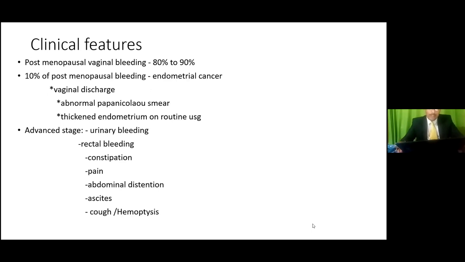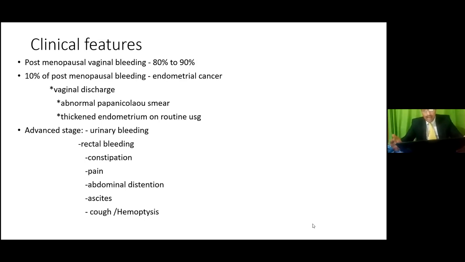Coming to the clinical features of endometrial carcinoma, the most important clinical feature is postmenopausal vaginal bleeding, seen in 80 to 90% of cases at presentation. Of the patients presenting with postmenopausal vaginal bleeding, only about 10% of the bleeding can be attributed to endometrial cancer. Apart from postmenopausal vaginal bleeding, there are abnormal vaginal discharge, abnormal Pap smear, and thickened endometrium on routine ultrasound, depending upon the stage. Postmenopausal vaginal bleeding and abnormal vaginal discharge are the clinical features of the early stages.